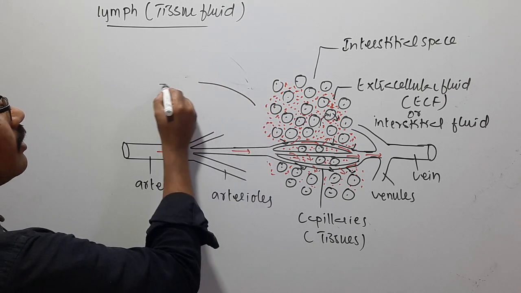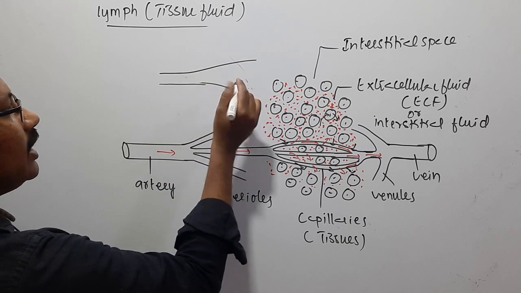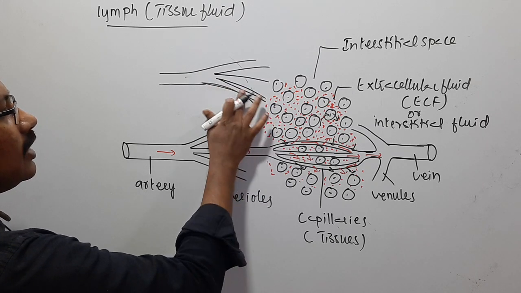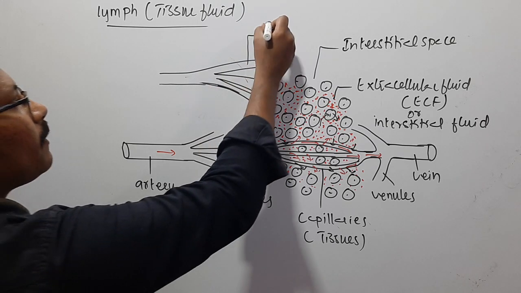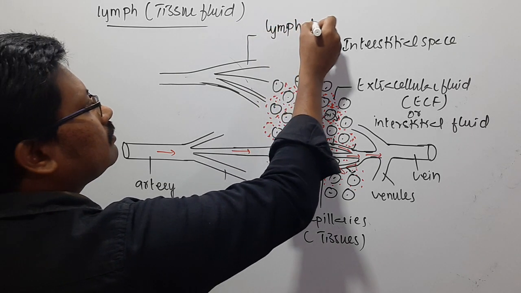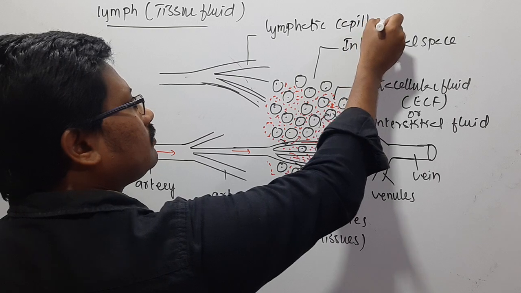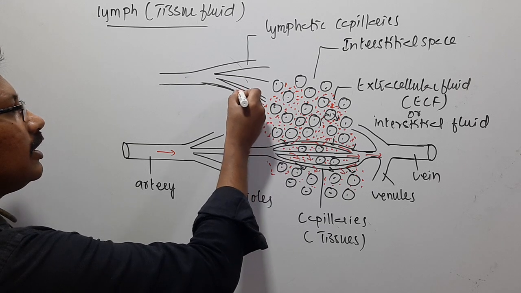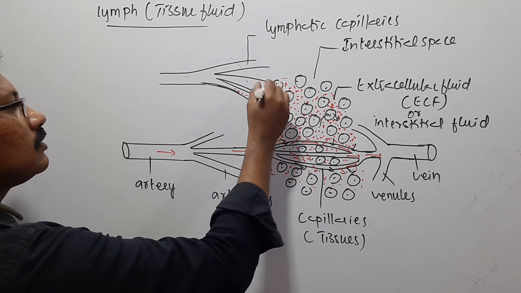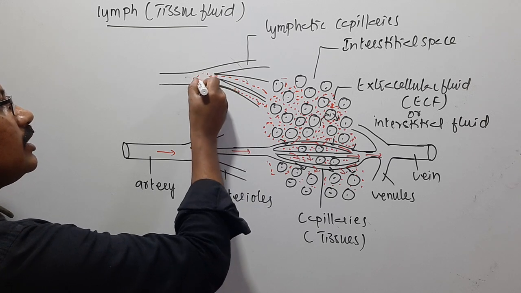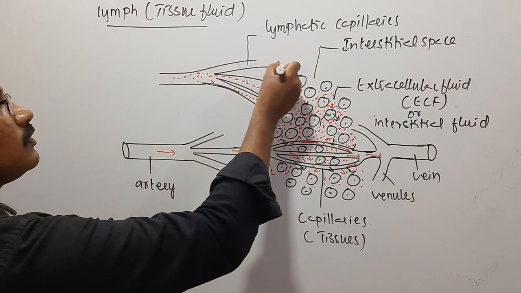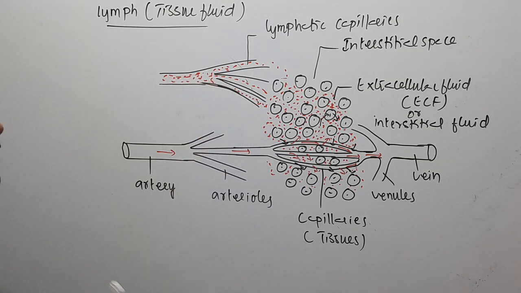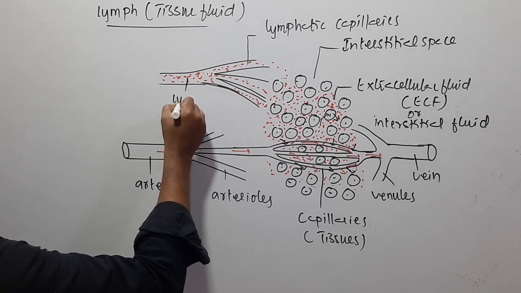and that is the lymphatic capillaries. So here you can see the lymphatic capillaries. So this ECF will enter into these capillaries. Now this ECF which entered into these lymphatic capillaries is what we call the lymph.